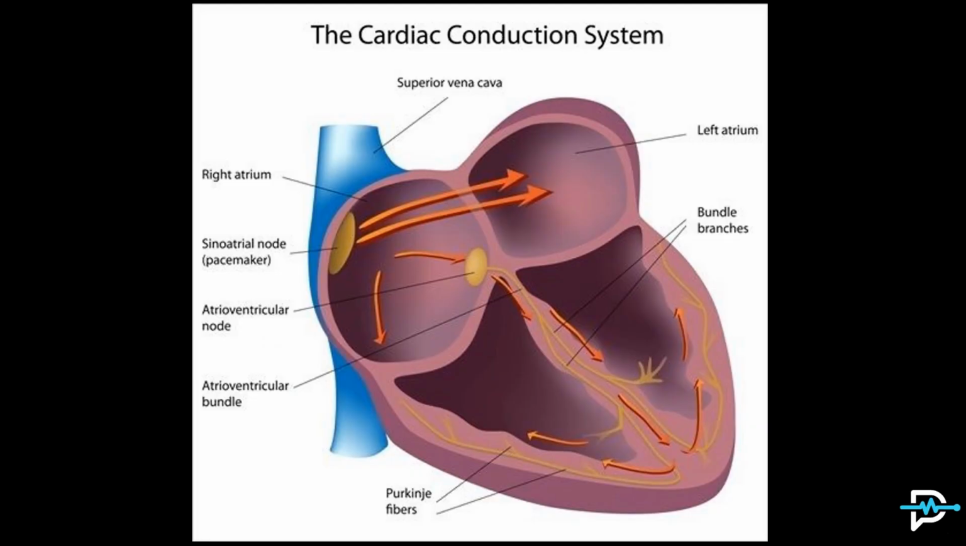Now the first part to really cover is the cardiac conduction system. This is what we care about on EKGs. We're just measuring the electrical part of the heart. We're not really caring about blood flow. We're not looking for that kind of stuff. We're just caring about the electrical impulses.